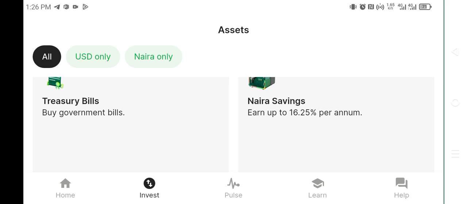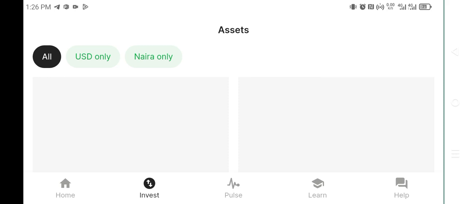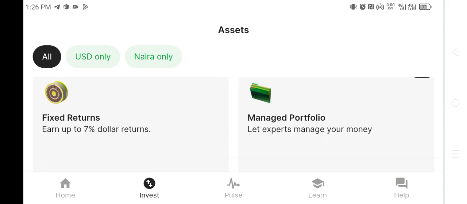So this is your naira savings. You can get up to 16.25 per annum for just saving your money. So with Bamboo you don't only invest, you can also save, right? And then you are paid interest per annum. And then we move to the next one, the fixed returns. This one is in dollars, earn up to 7% dollar return.